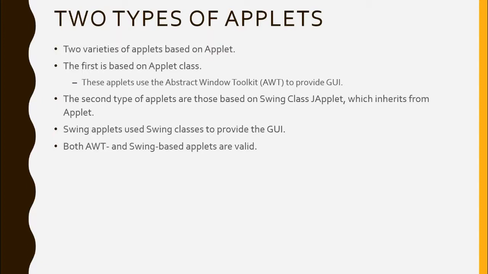The second one is Swing based, where every other class that you would have used in an applet has a prefix J in front of it. Okay, JSwing class, JApplet, JText, JButton. All these things are related to the Swing class. We will learn it later, but let's understand the applet part. Swing applets use Swing classes to provide the GUI. Both AWT and Swing based applets are valid.